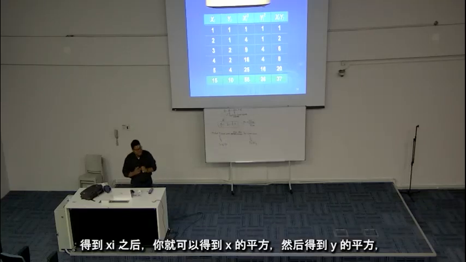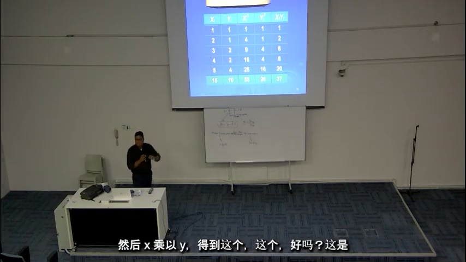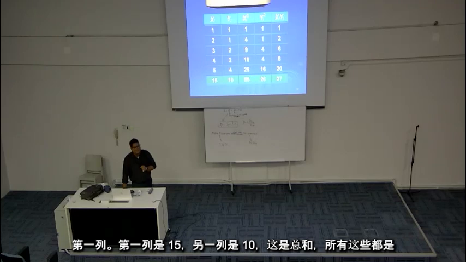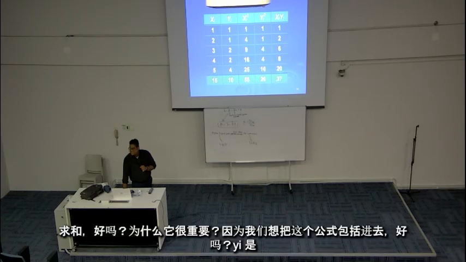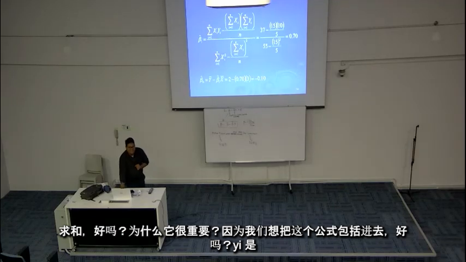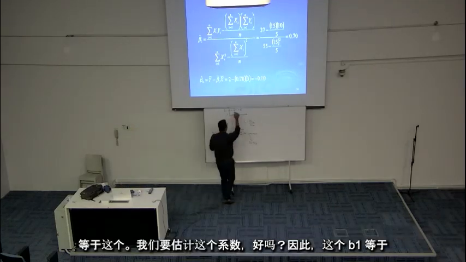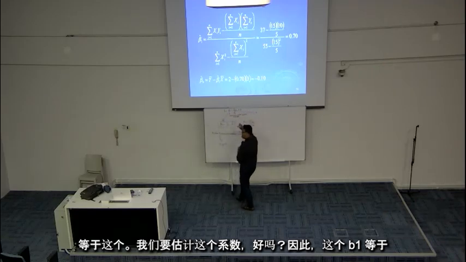All right, so after you get the xi, you have the square of the x, then the square of the y, and then x multiplied by y. This is the summation for the first column: the first column is 15, another column is 10, and all of these are summations. Why is it important? Because we want to include them in this formula, where yi is equal to this. We want to estimate this coefficient.